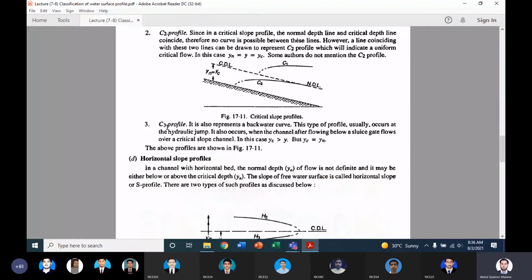Now C3 profile, it also represents a backwater curve. This type of profile usually occurs at the hydraulic jump. जब hydraulic jump होता है, it means a supercritical flow, and then again due to a sluice gate or something else, this supercritical flow is going to change again to the subcritical flow, that is the hydraulic jump.